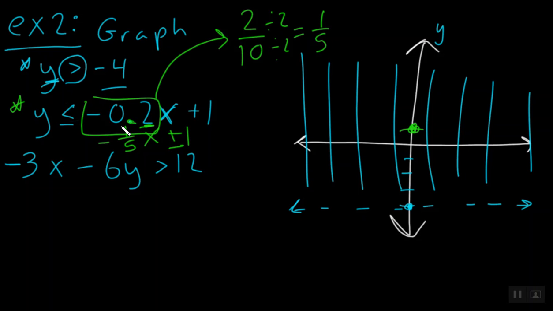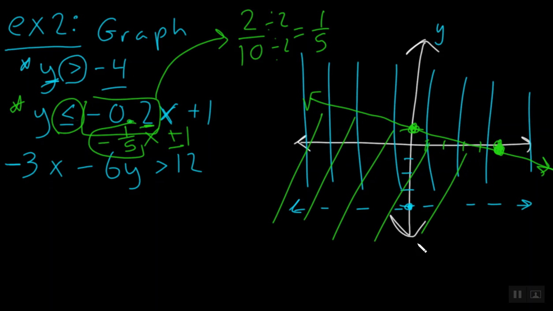We have a negative 1 over 5, so we're going to count down 1 and to the right, 1, 2, 3, 4, 5, and put our point. And from here, because it's less than or equal to, we know it's going to be a solid line. Oh, kind of missed my point, but not if I make it larger. And here, it's less than, so we're now going to shade everything below the line.